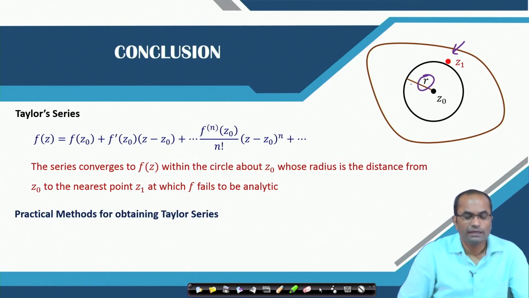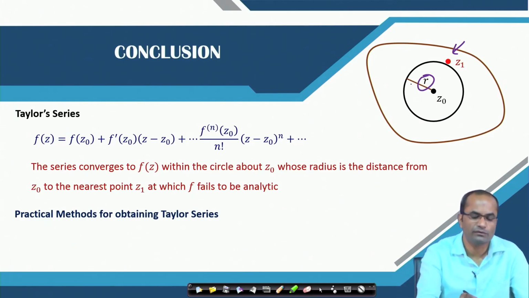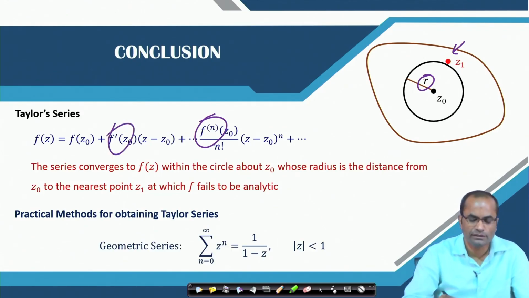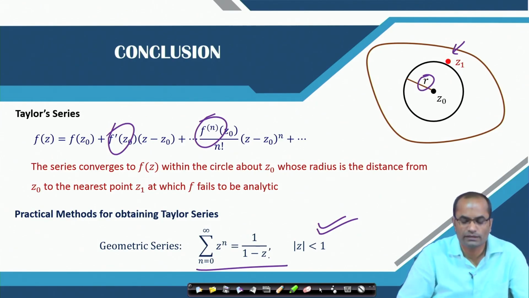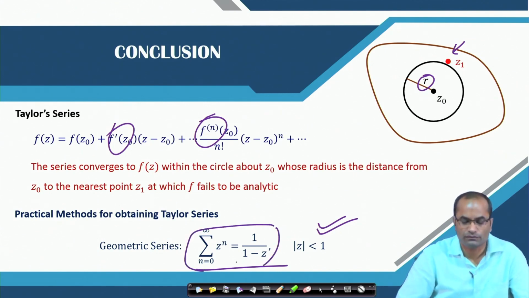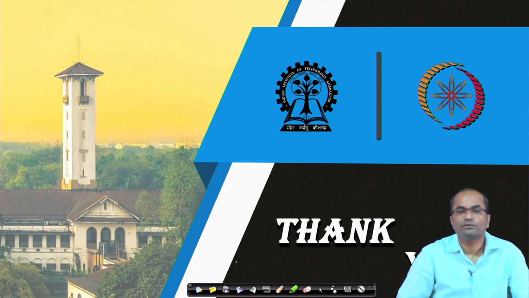Okay, and we have seen a practical method for obtaining Taylor series, which is very useful. We do not have to compute all these derivatives for many functions, and the expansion of either 1 minus z or 1 plus z was very useful, and we have seen in several examples how we can use this series to expand many other functions. Okay, so that is all for this lecture, and I thank you for your attention.